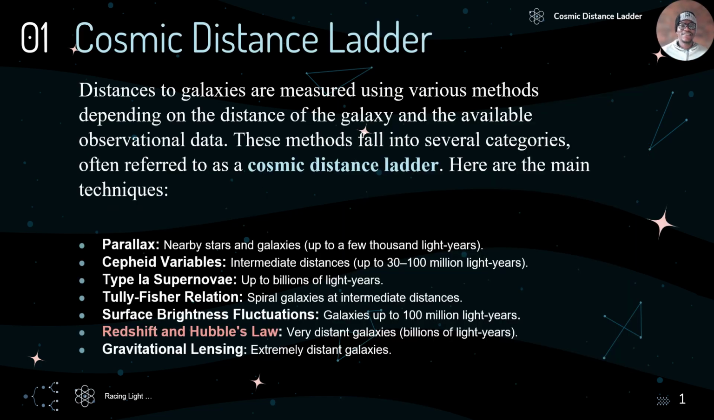There are different ways of determining cosmic distances or distance to galaxies. These different methods fall into different categories, which are often referred to as the cosmic distance ladder. The techniques include parallax, the use of standard candles, and gravitational lensing. One particular one that interests us is the redshift and Hubble's law.